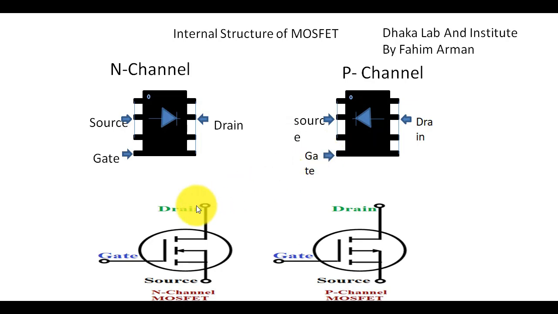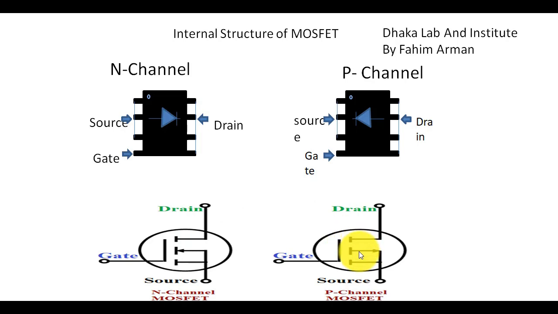Now here we can also see the symbols of the MOSFET. This is the N channel MOSFET symbol, and this is the gate bar, and this is drain, and this is source. If you want to understand the symbol, you can see that if the arrow mark goes to the gate side, then you will tell that it is an N channel MOSFET.